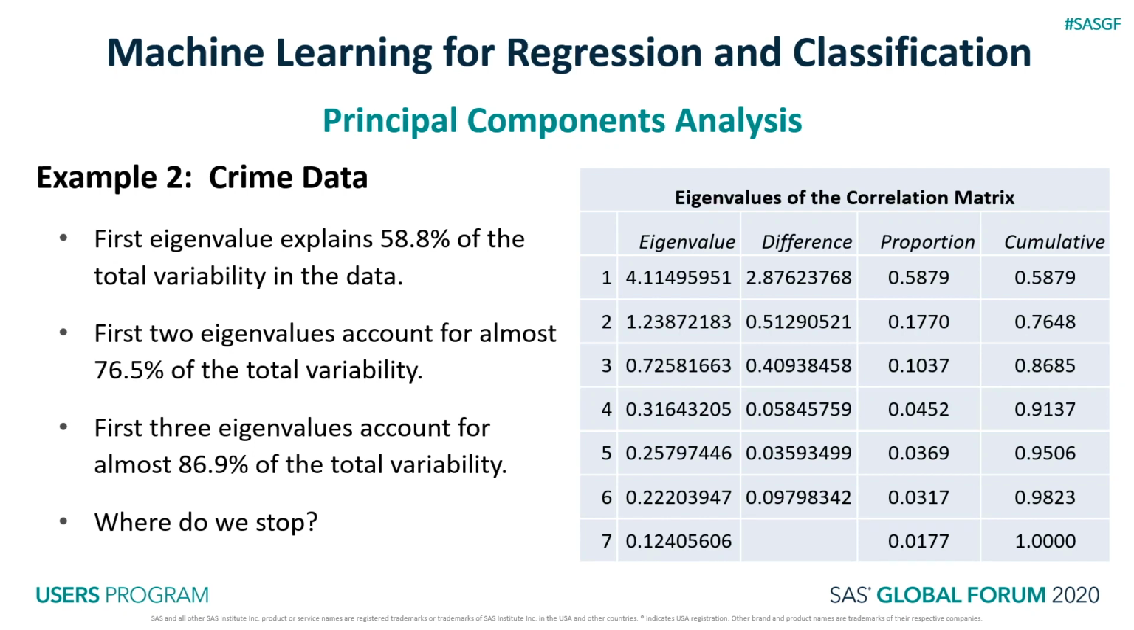So in ProcPrinComp, I obtained these eigenvalues, and we see that somewhat less than 60% of the total variability is explained by that first eigenvector, that first principal component. Contrast that with the 95% or so that we got from the weather data. The first two eigenvalues account for about 3/4 of the total variability. The first three for about 87%. And there's a real question as to how many principal components we would like to keep in this particular data set.